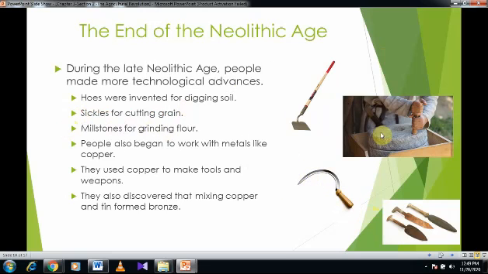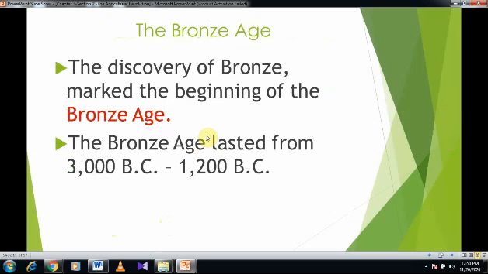Millstones were used for grinding flour. People also began to work with metals like copper. They used copper to make tools and weapons. They also discovered that mixing copper and tin formed bronze. This last discovery marked the end of the Neolithic Age and the beginning of a new time frame, which was known as the Bronze Age. The Bronze Age lasted from 3000 BC to 1200 BC, which was 1800 years to be exact.